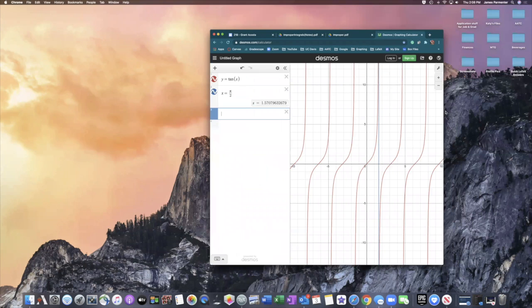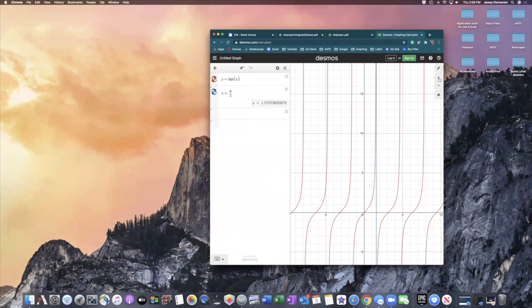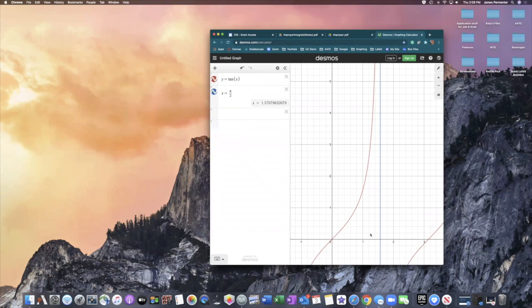So if we look here at this blue line, which is x equals pi over 2, you can see that as the angles get closer to pi over 2, the values get larger and larger and larger. So for the inverse function, as the inputs get larger and larger, the values should get closer and closer to pi over 2. Or we can more easily see this by just graphing the inverse function.